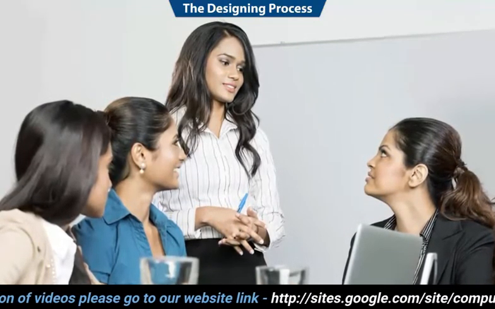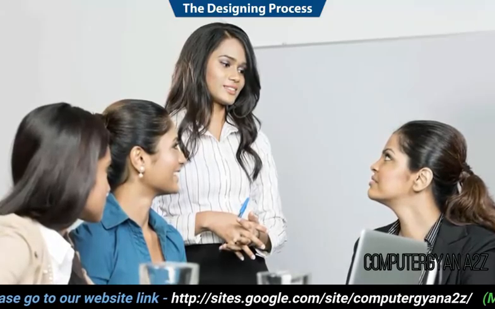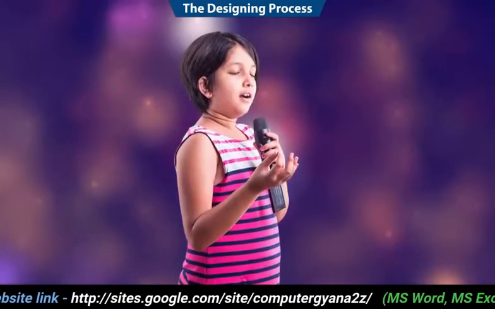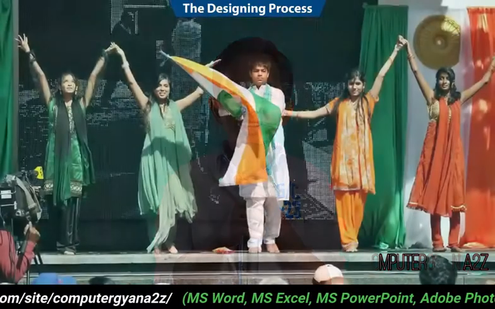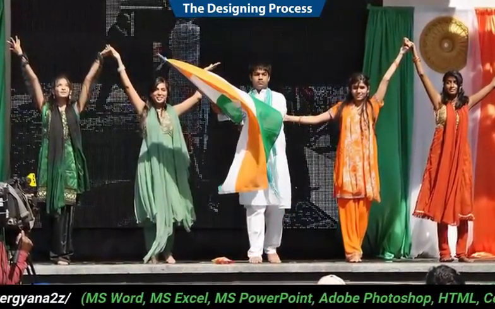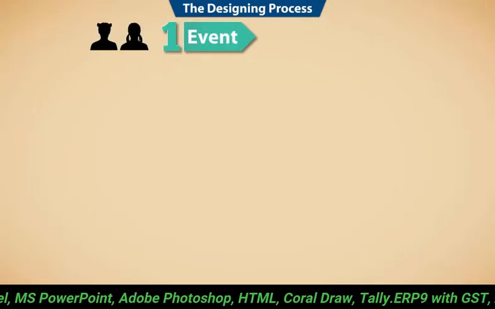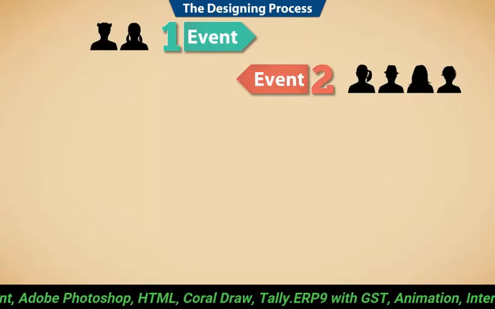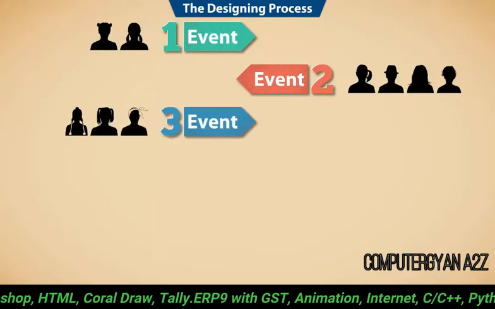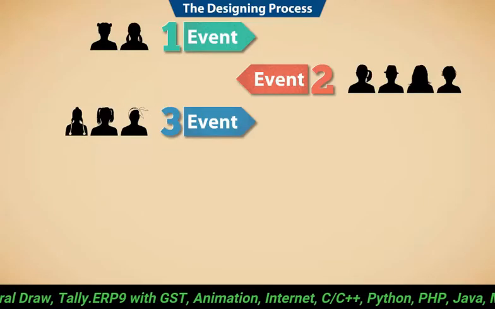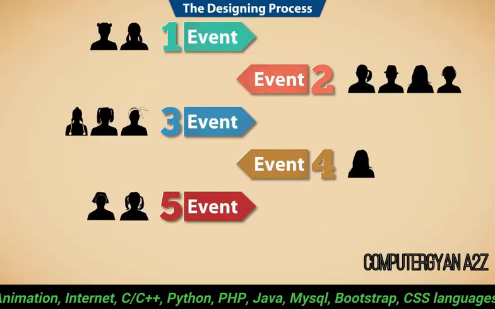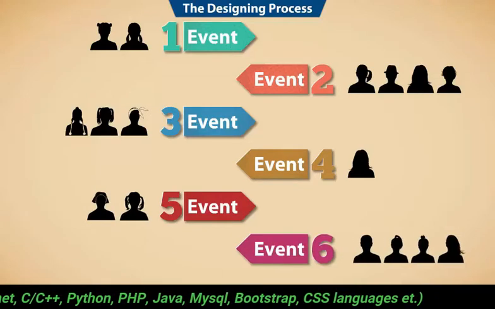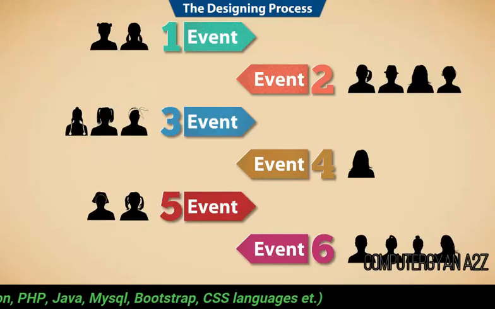There you would decide on the actual events that would take place during the function, perhaps a song, a dance, a recitation, maybe a small play. Then you would have to decide on the order in which these events would take place, the people who would perform, and what they would actually do. Once these are fixed, you would have the first draft of the program design in place, and you would probably ask your teacher to approve it.